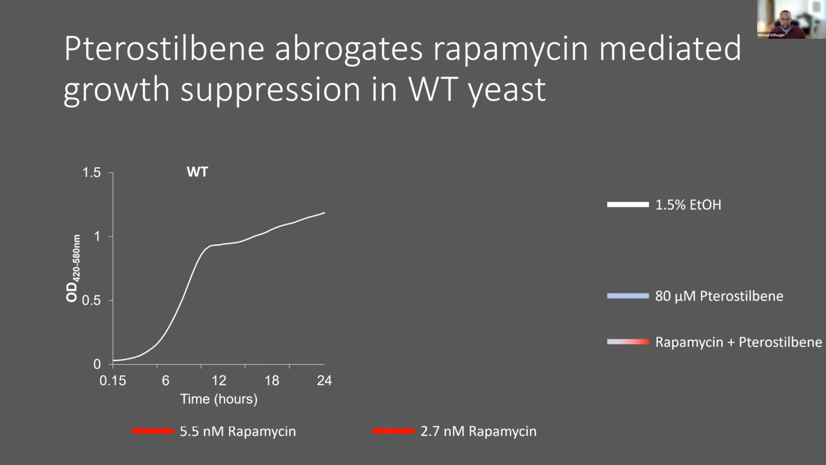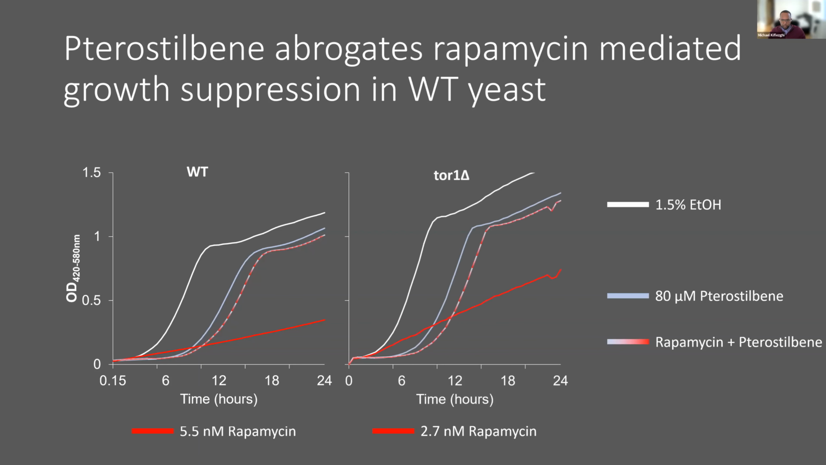Here in the wild type cells, we see control cells growing normally. At 80 micromolar, pterostilbene suppresses growth as expected. 5.5 nanomolar rapamycin produces that slow but steady growth curve. In the combined treatment, we see growth kinetics that don't suggest a synergistic growth suppression, but what appears to be a complete abrogation of the rapamycin-mediated growth suppression. This is also true in the hypersensitive TOR1 deletion mutant.